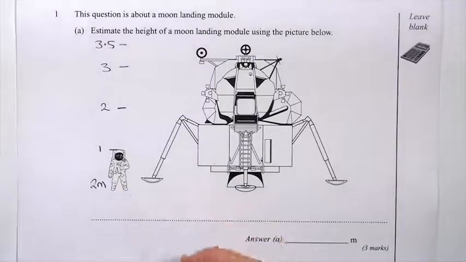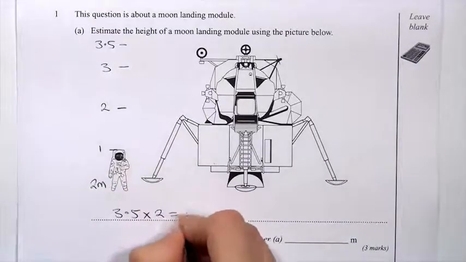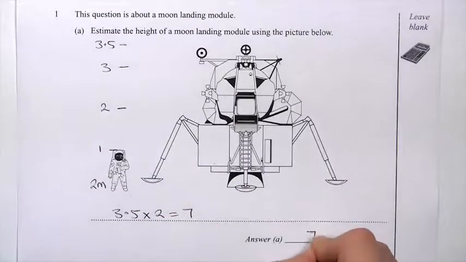So I can estimate the height as 3.5 times 2, which is 7. So our answer is 7 meters.